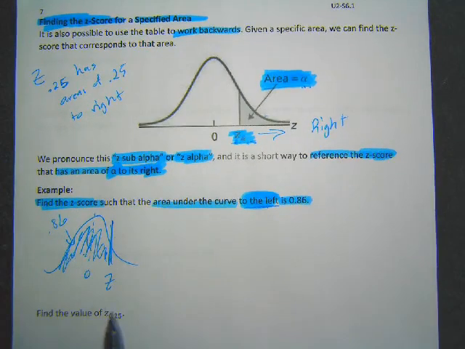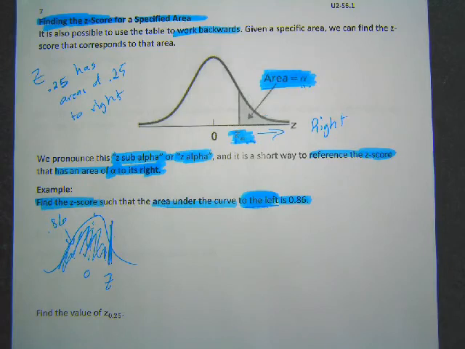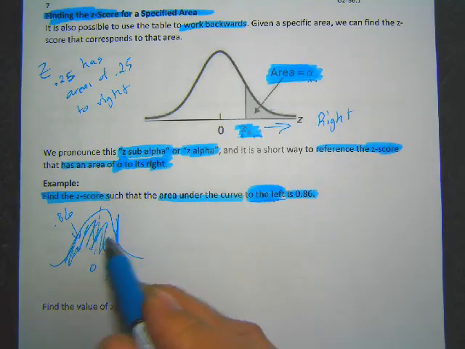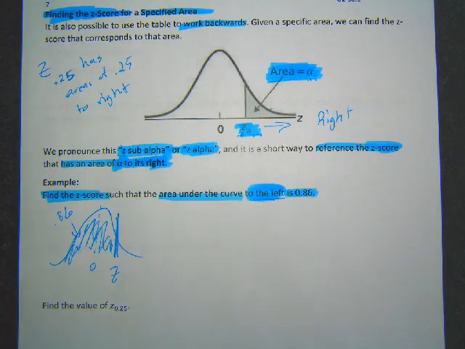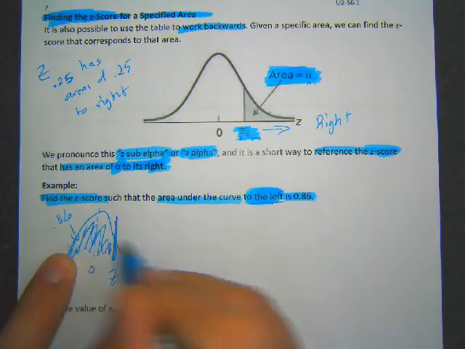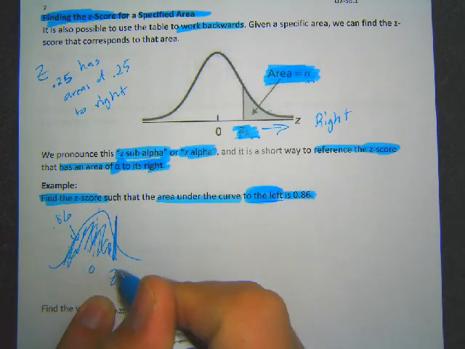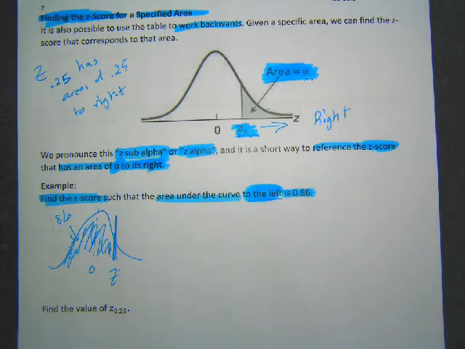Now, that's how you can always tell. If the percentage is more than 50% and we're talking about to the left, it's going to be over here to have more than that. If it was 86% to the right, that would have had to be over here and go that way. But because this is 86% to the left, it's going to be bigger than 0, so it has most of the values over here. Okay, so I need to find this.